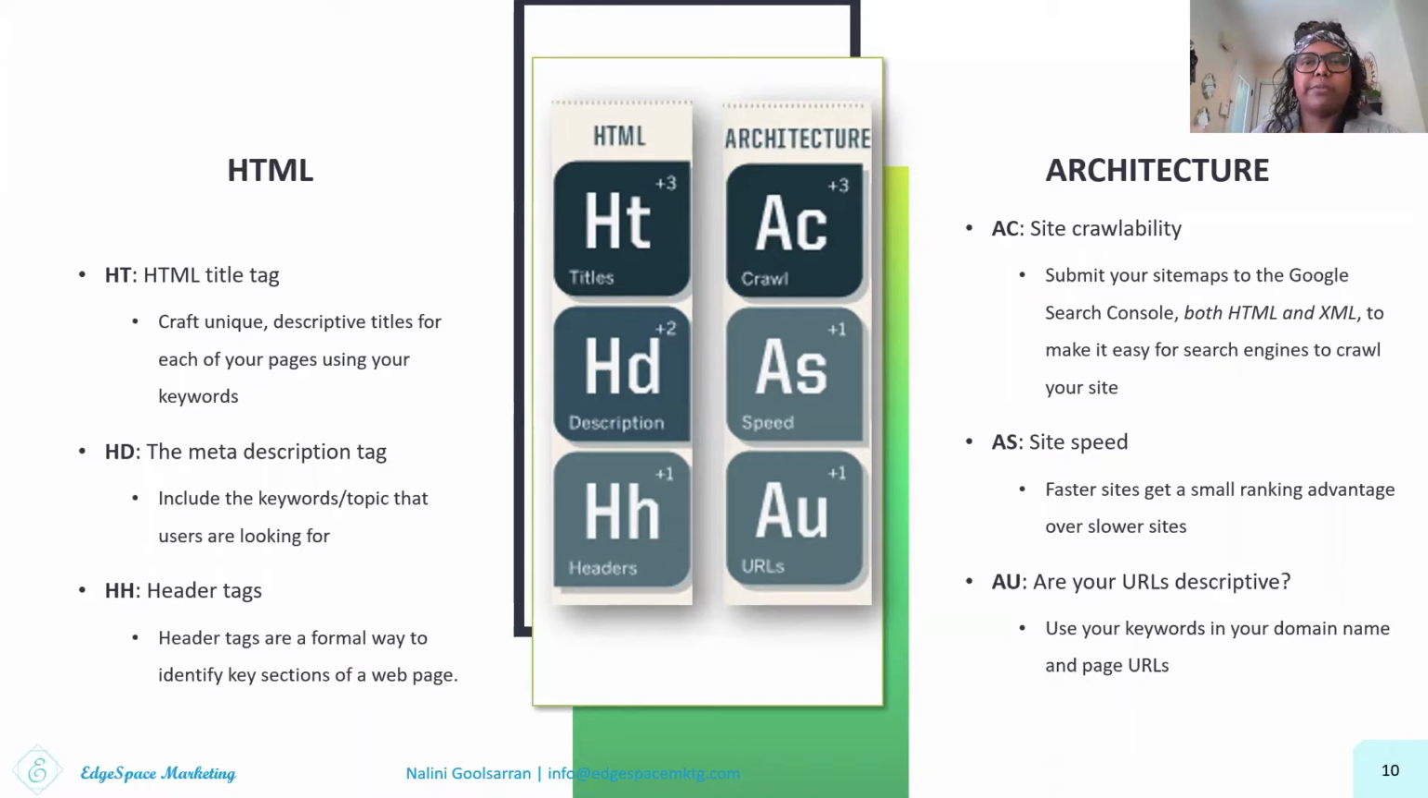If you're using Squarespace and Wix, you're good to go. If you're using WordPress, you might want to ask your developer how they're building. Site speeds matter. Faster websites rank higher than slow websites.